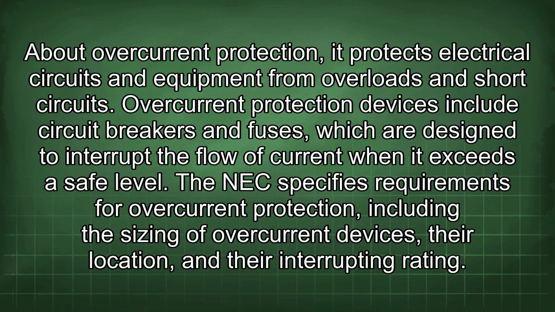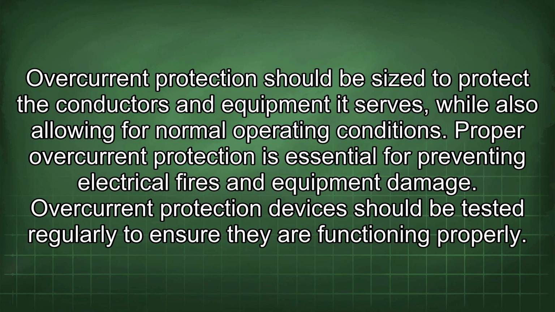About overcurrent protection, it protects electrical circuits and equipment from overloads and short circuits. Overcurrent protection devices include circuit breakers and fuses, which are designed to interrupt the flow of current when it exceeds a safe level. The NEC specifies requirements for overcurrent protection, including the sizing of overcurrent devices, their location, and their interrupting rating. Overcurrent protection should be sized to protect the conductors and equipment it serves, while also allowing for normal operating conditions.